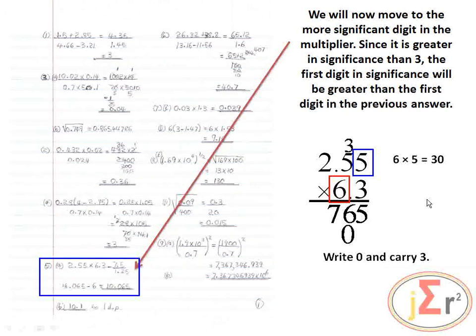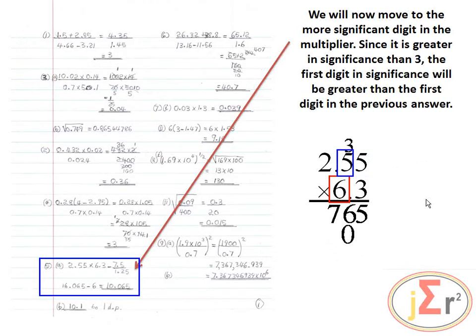Carry that 3. Then we say 6 times 5 is equal to 30, and we cannot neglect this 3 that we have right here. So plus 3, 30 plus 3 is equal to 33. We write down the 3 and we carry a 3 to the next column. Finally, we say 6 2's 12, and 12 plus 3 is equal to 15. There we have it.